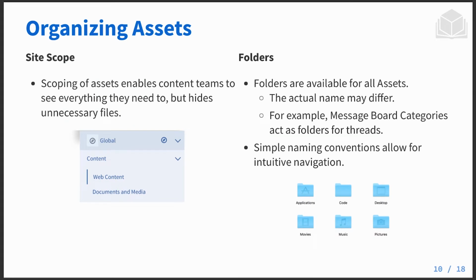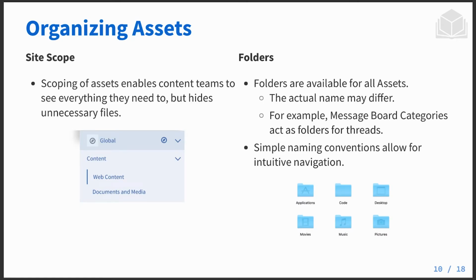Now, along with the site scope itself, once we dig into the individual site, like I mentioned, assets like documents and media, as well as any of the other assets, have folders or at least a folder concept. Some of the names may differ, like message boards. You have message board categories, and those categories include some of your message board threads. This is essentially a folder. It groups the threads inside of the category. You can permission it just like you can a folder, and you can manage them similarly to a folder as well.